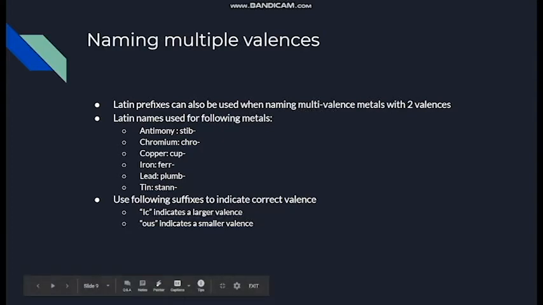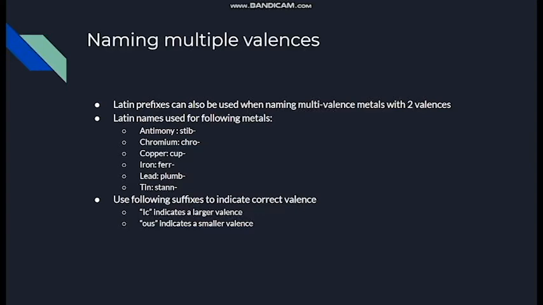Alright. Taking a look at when we're naming multiple valences, the Latin prefixes can also be used when naming metals with 2 or more valences. Now, there are very specific names that you have to use when we're naming the following metals. For antimony, it's stib, chromium is chrom, copper is cupr, iron is ferr, lead is plumb, and tin is stann. These are the prefixes that must be used when we're using these specific elements.